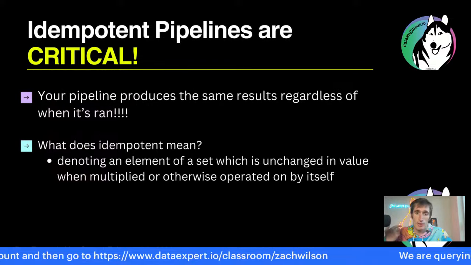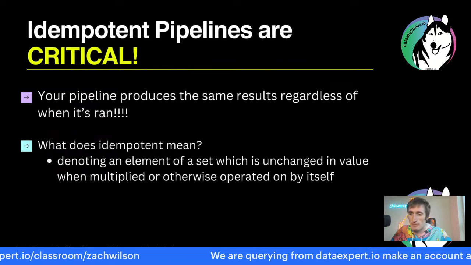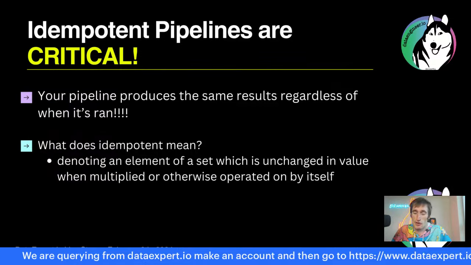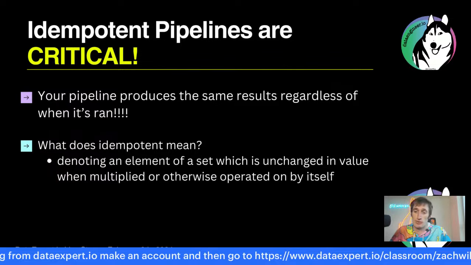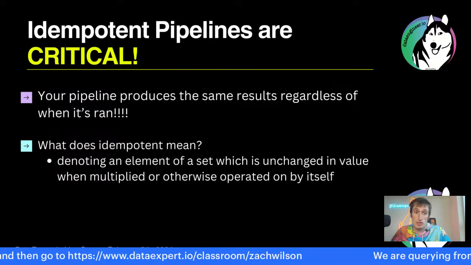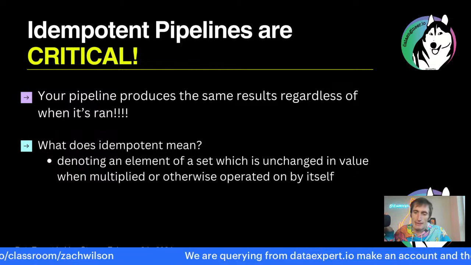All right, so idempotent pipelines are critical. If you are writing pipelines that are not idempotent, you're going to be frustrating a lot of your coworkers. You're going to be creating all sorts of crazy data quality problems that are very hard to troubleshoot. There's a bunch of different things that can happen. So what does idempotent mean?